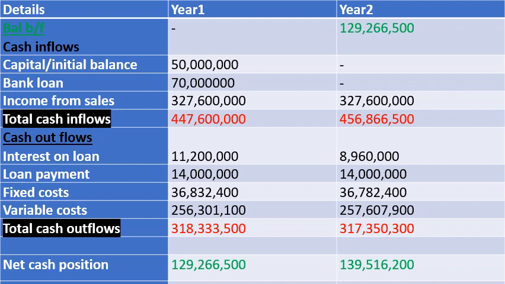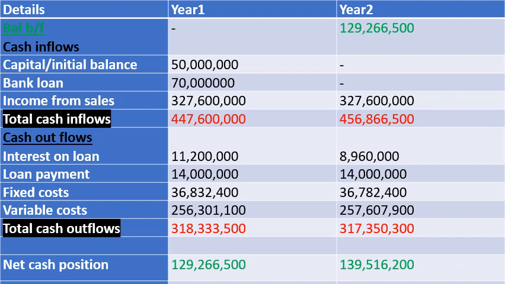So how do you get this interest on loan? Here, you're going to get 16% of the loan that you are given. And then we shall come to 11,200,000 in the first year.